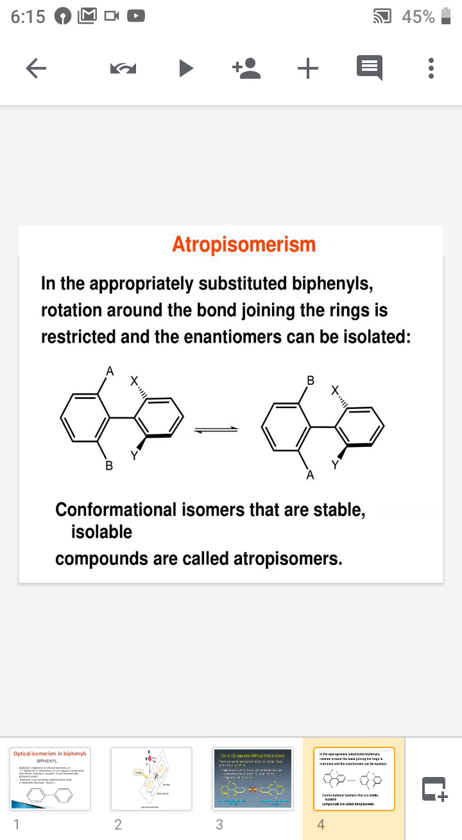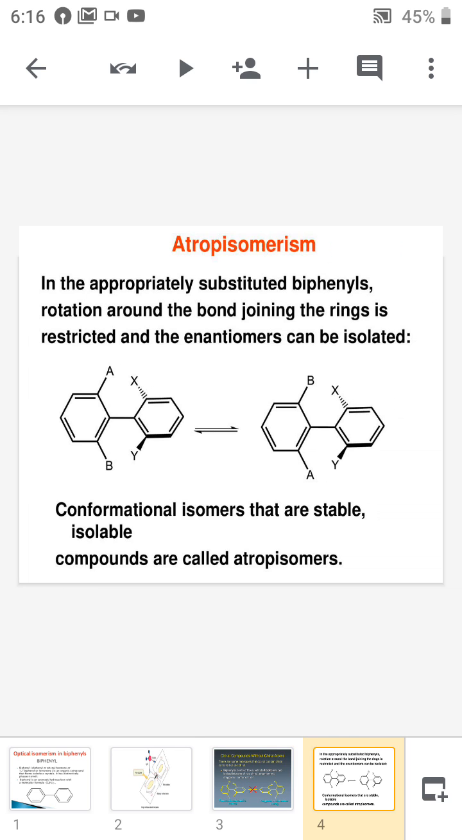In order to make diphenyl an optically active compound, the diphenyl must satisfy two conditions. First, the ortho position of the phenyl rings, both rings or any one of the rings, must be a substituted group. And the second condition is that the diphenyl must not have a plane of symmetry. These are the two conditions for optical activity in diphenyl. So first we move into the first condition.